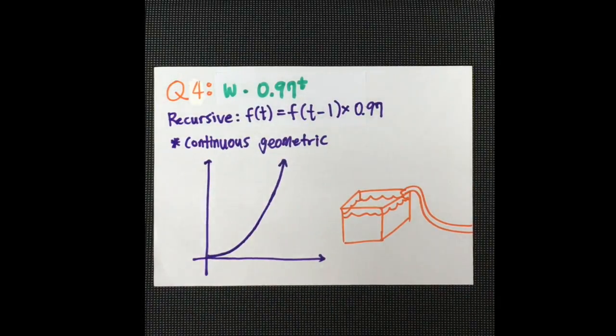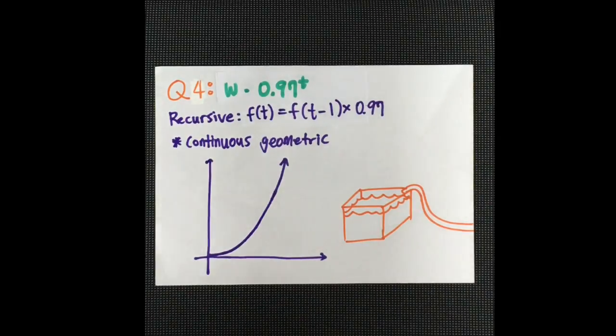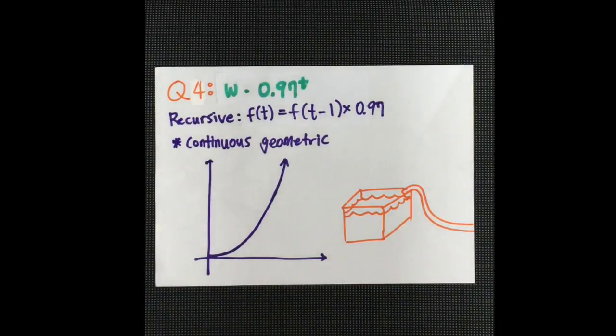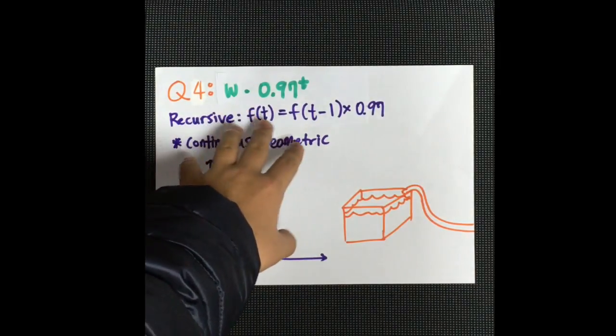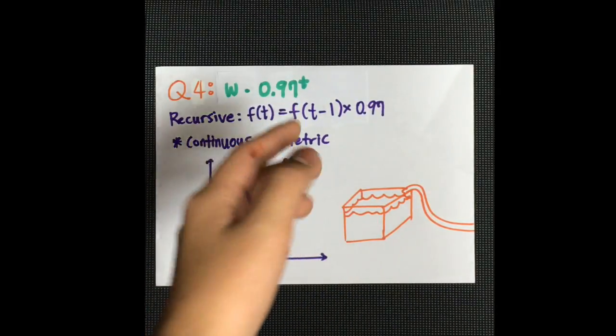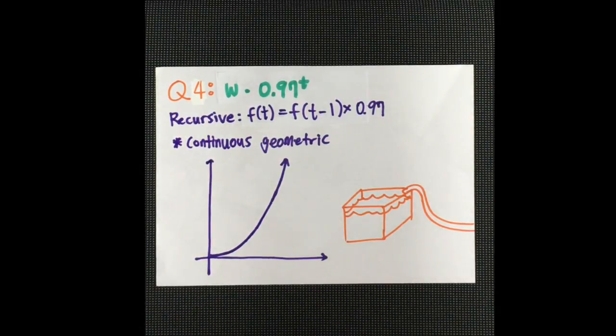This makes it a geometric sequence that is continuous, because water draining out of a pool is constant. So for that, the recursive formula would be f of t equals f of t minus 1 times 0.97, because that is the previous number times 97%.